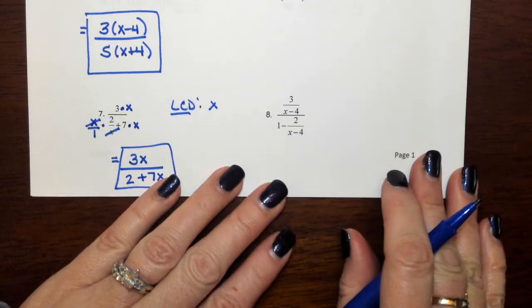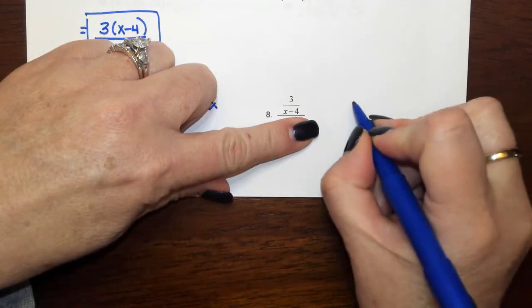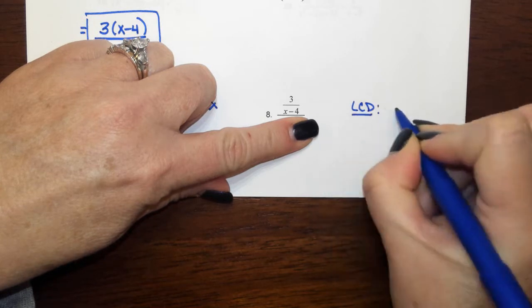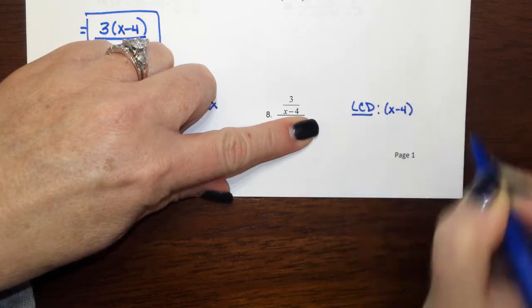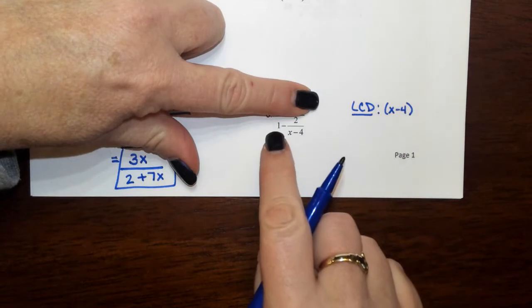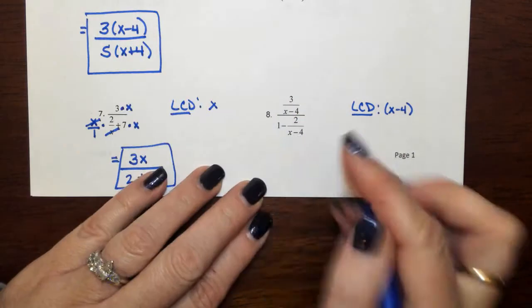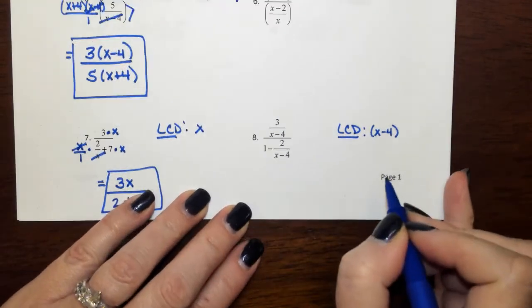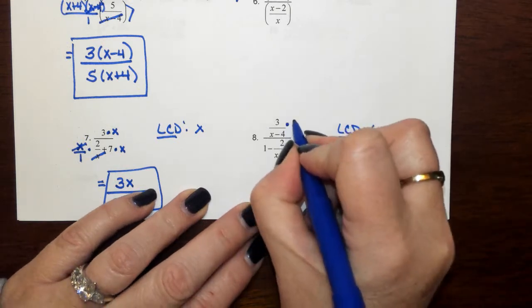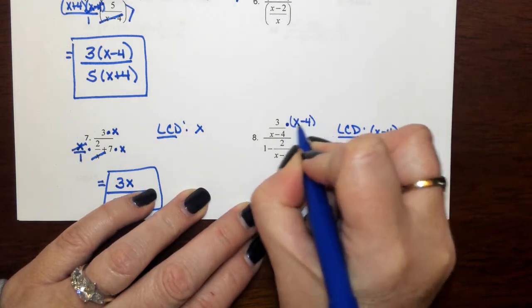When you look at number 8, notice you have a fraction in the numerator with x minus 4. So in the LCD, you're going to have an x minus 4. When you look at the denominator, you've got a 1, and you have 2 over x minus 4. The x minus 4 is already in the LCD. So I'm going to multiply everything by that x minus 4 over 1.